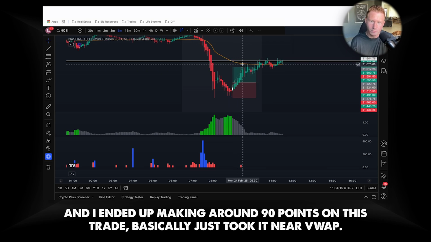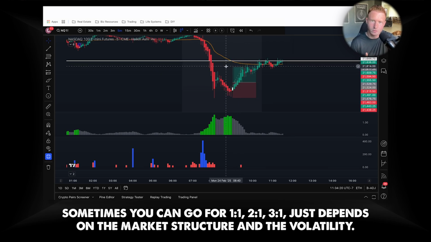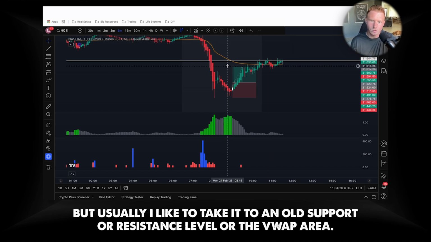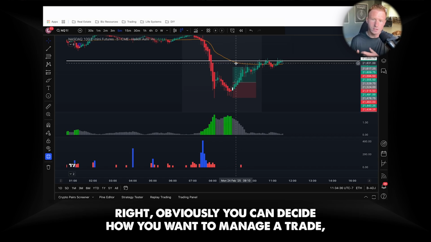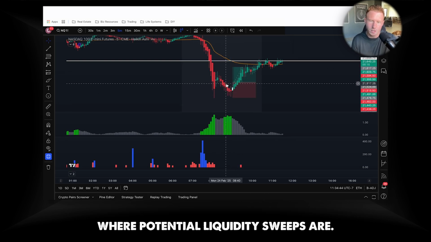Basically I just took it near VWAP. So it depends how you want to manage this trade. Sometimes you can go for 1-to-1, 2-to-1, 3-to-1. It just depends on the market structure and the volatility. But usually I like to take it to an old support or resistance level or the VWAP area. Obviously you can decide how you want to manage the trade, but the point of this is you can know where the bottom of the market is, where potential liquidity sweeps are.